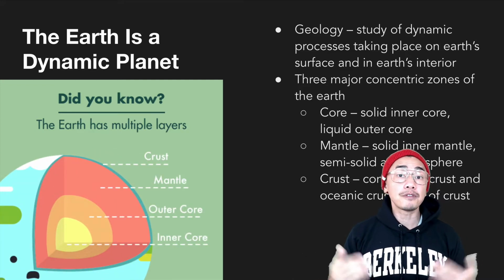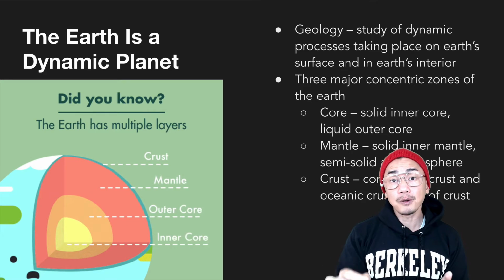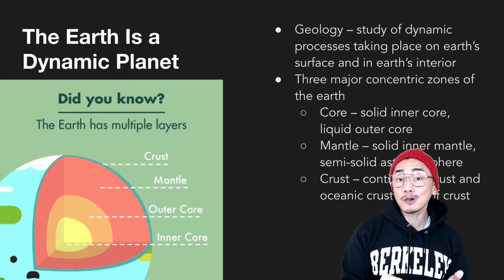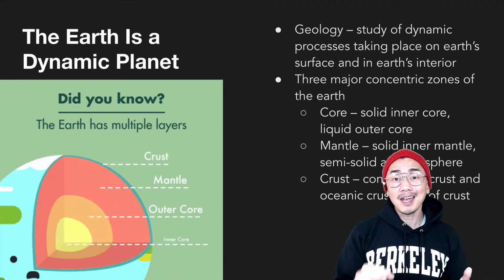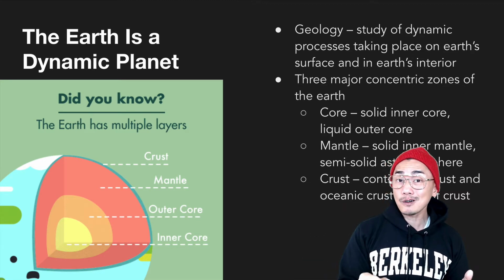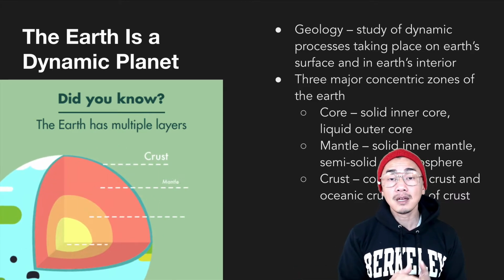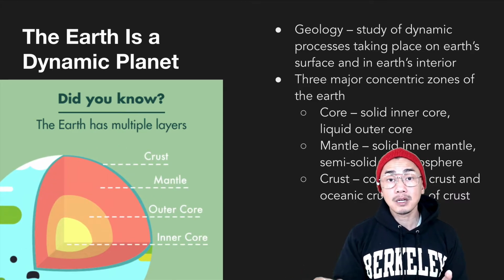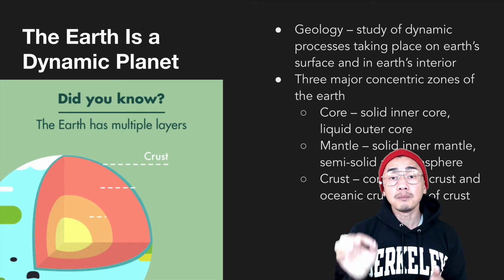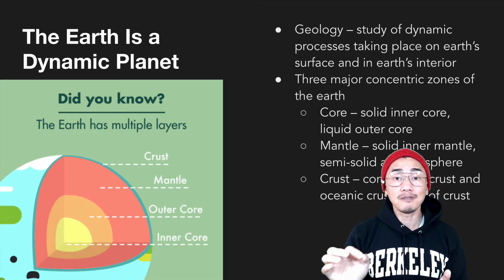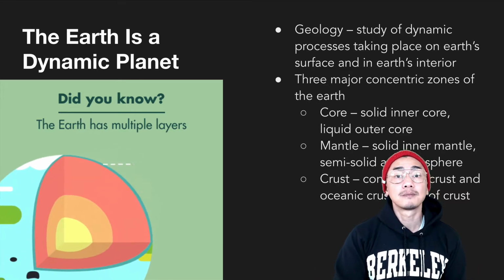The Earth is made up of three major concentric zones, or layers. The innermost layer is called the core and is made up of a solid inner core and liquid outer core. The second layer is the mantle, and the mantle is made up of a solid inner mantle and semi-solid or partially melted asthenosphere. The outermost layer is the crust, and the crust is made up of the continental crust and the oceanic crust. Because oceans cover about 70% of the Earth's surface, about 71% of the crust is oceanic crust.